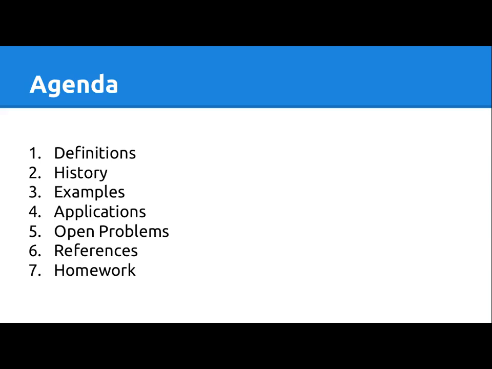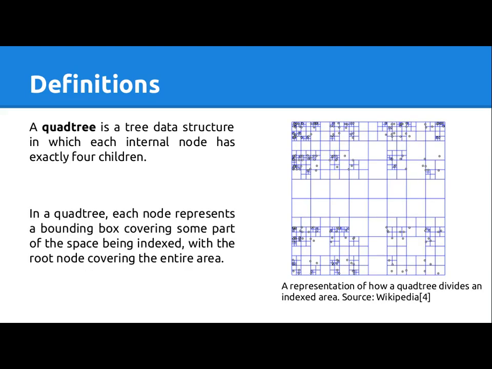All right, definitions. A quad tree is a tree data structure in which each internal node has exactly 4 children. In a quad tree, each node represents a bounding box.